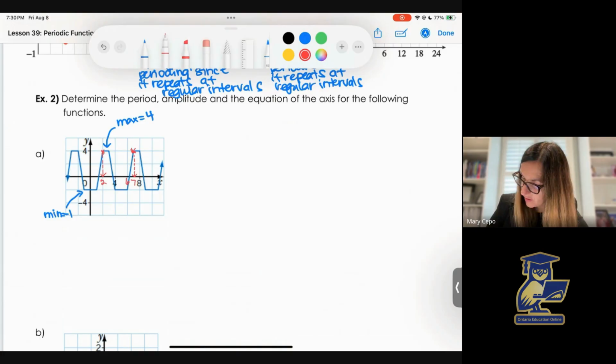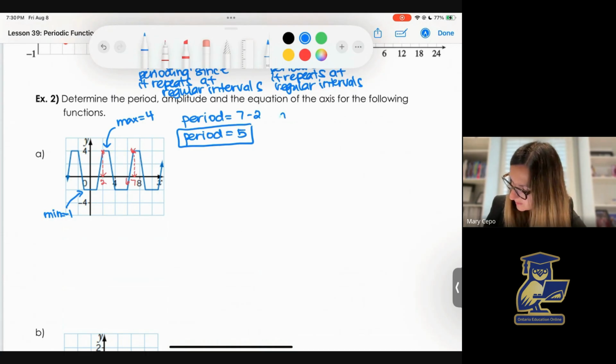Okay, so when we're trying to figure out the period, we want to identify when does one full cycle occur, when the cycle starts. Let's figure out that x value where it starts and where it finishes. The difference would be that period. So the period is equal to 7 minus 2. So the period in this case is equal to 5.